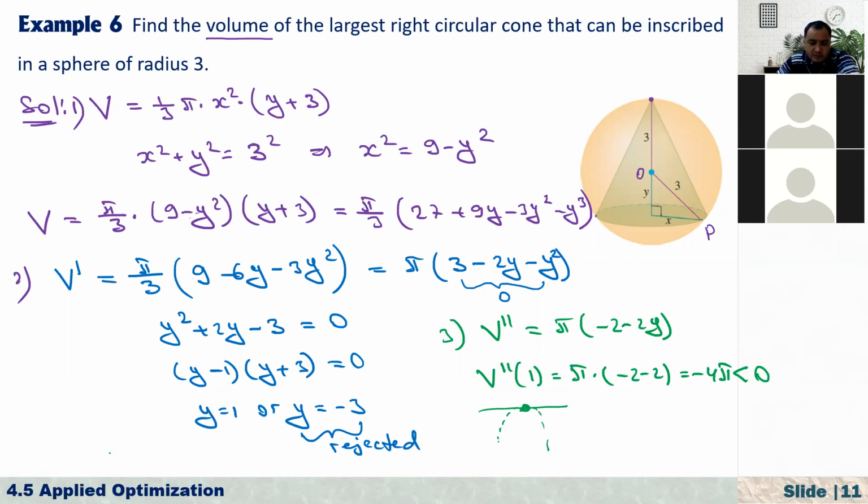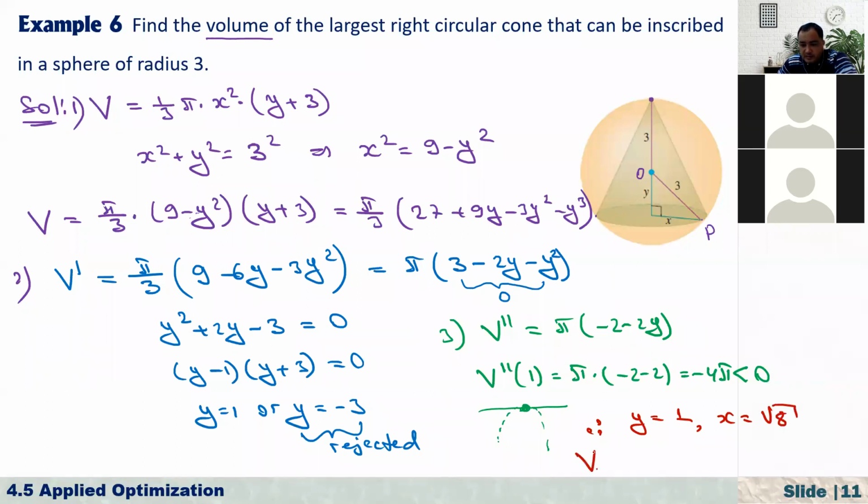That's it. So now we can write our final answer: for the volume of the cone to be maximum, y must be equal to 1. If y is equal to 1, x should be equal to square root of 8. It says to find the volume of the largest right circular cone, so we need to find actually the volume.